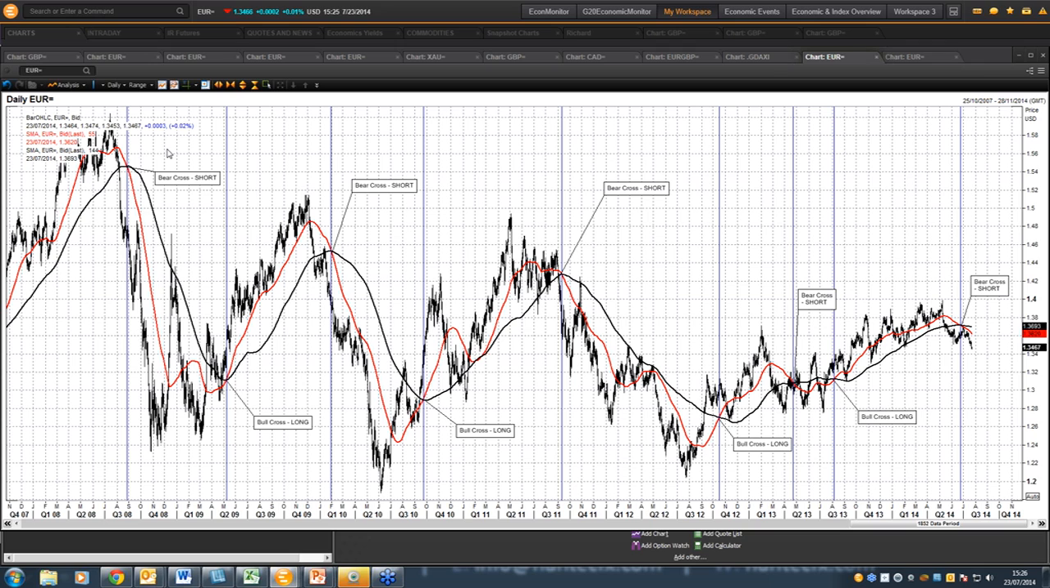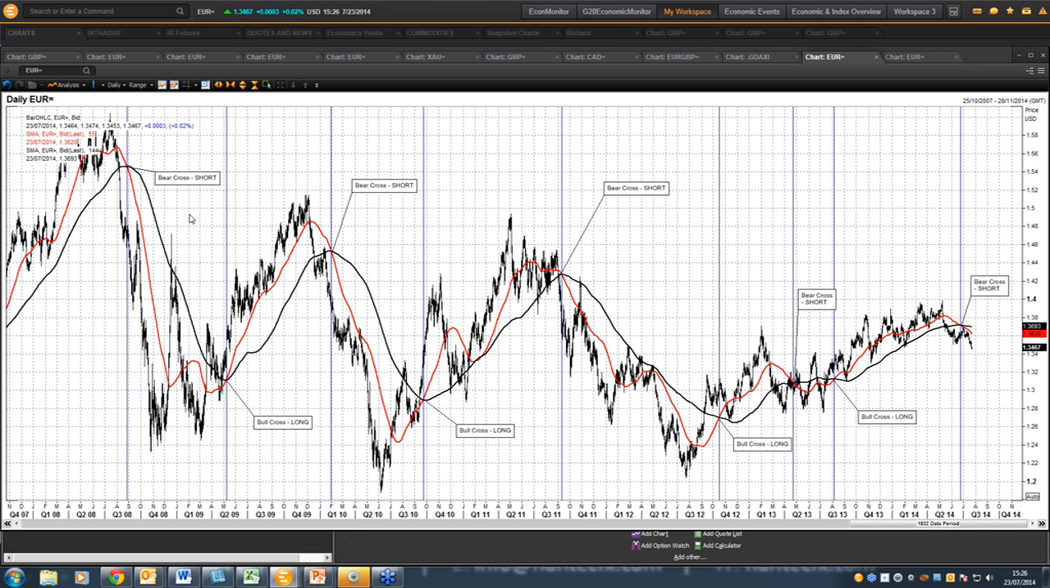Now this is the method on Eurodollar, and maybe you'll disagree with me, but I think as a longer term strategy, this works absolutely amazingly on Eurodollar. I'm using two moving averages here, 55-day and 144-day. I will caveat that by saying again, do your back testing, do your research, and figure out which moving averages work best for you.